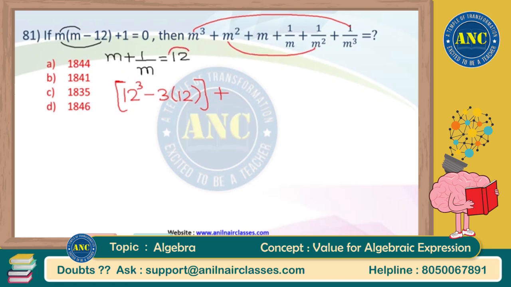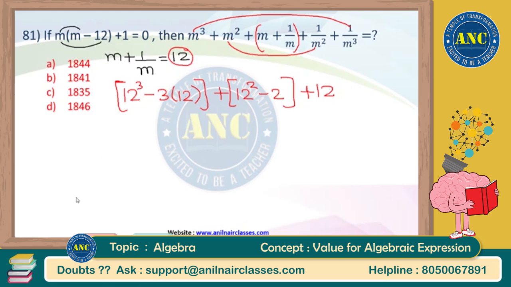If I know m plus 1 by m as 12, m square plus 1 by m square will be 12 square minus 2. So it is 144 plus m plus 1 by m, which is directly known as 12. It's very simple, sir. You should actually know the value of 12 cube, 1728 minus 36. You will get the answer, and you should simplify.